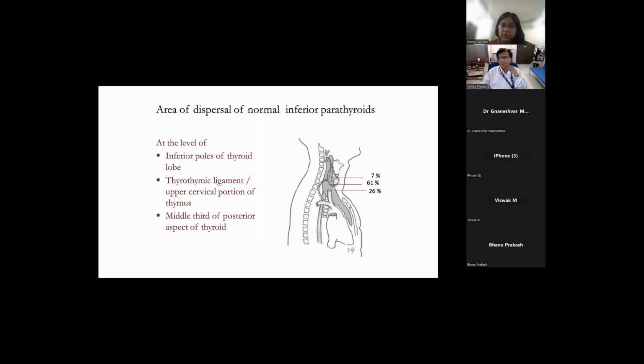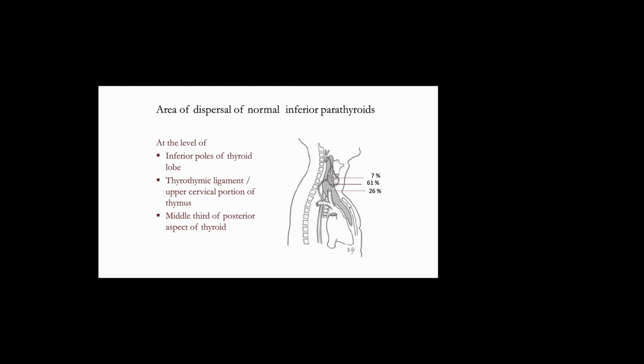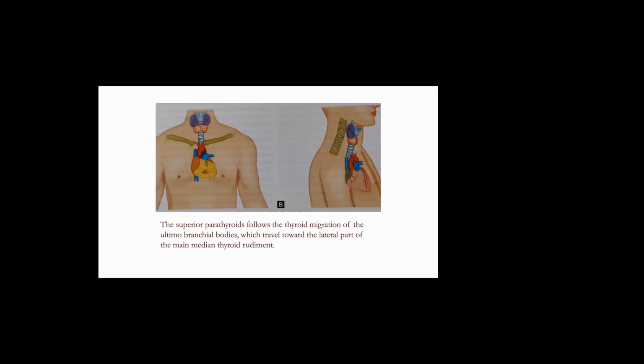That we of course don't classify as a normal inferior parathyroid location, but it could be in the thyrothymic ligament. And the upper cervical portion of the thymus is still possible many times, and the middle third of the posterior aspect of the thyroid. So it might be a little more proximal than you expect, right? The superior gland follows the thyroid migration, which travels towards the lateral part of the main median thyroid rudiment. So a posteromedial location close to the mid part of the thyroid is where we expect the superior parathyroid.